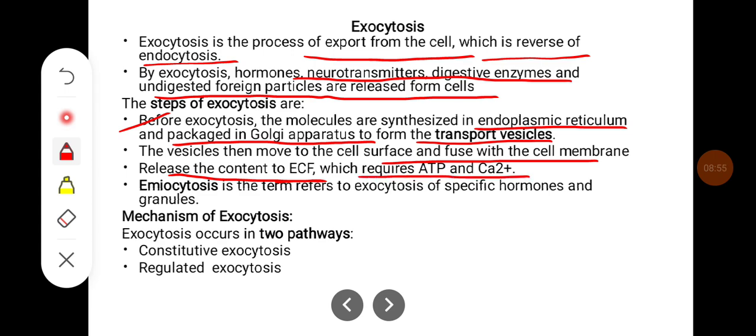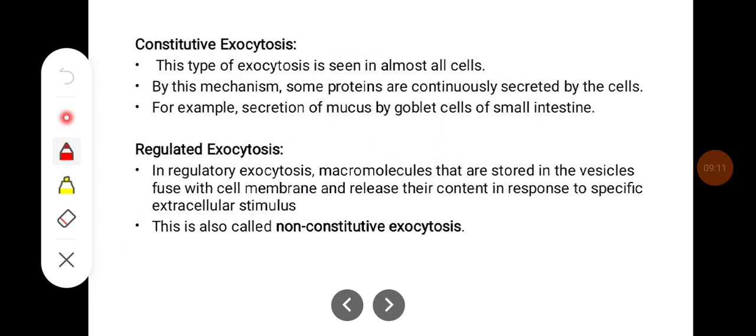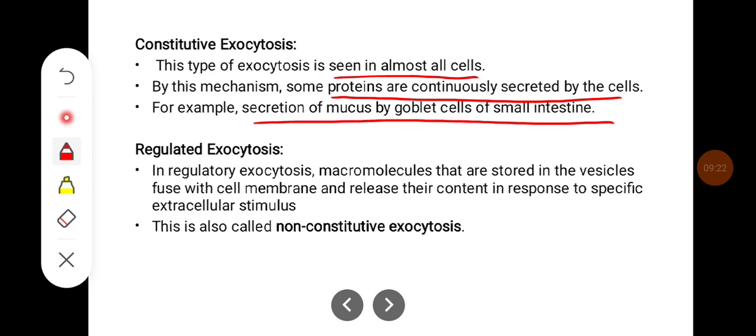The term refers to the exocytosis of specific hormones and granules. The mechanism occurs by two pathways. One is constitutive exocytosis and the second one is regulated exocytosis. Constitutive exocytosis is seen in almost all the cells. By this mechanism, some proteins are continuously secreted by the cells, for example, secretion of mucus by goblet cells of the small intestine.